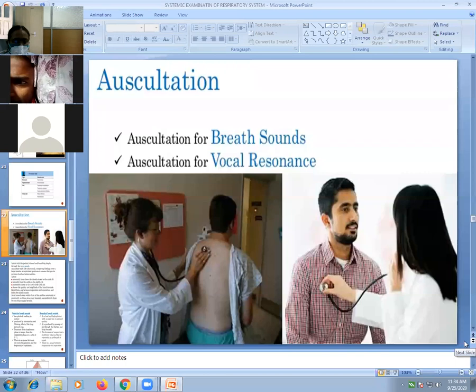Now the auscultation of the respiratory system. You have to auscultate with the help of a stethoscope the chest of the patient, by keeping your stethoscope over the chest, anteriorly as well as posteriorly. Now, what to auscultate? You have to auscultate the breath sounds. Ask the patient to take deep breaths, and you have to appreciate that sound. And another point is vocal resonance. Just like the tactile vocal fremitus, that is by palpation, with the help of a stethoscope, by auscultation, it is called vocal resonance.